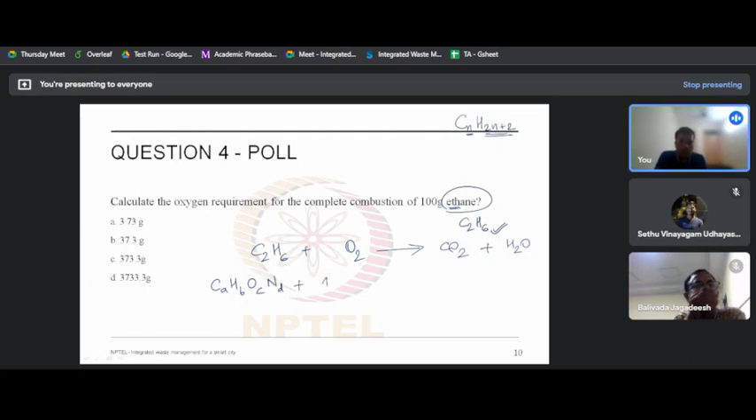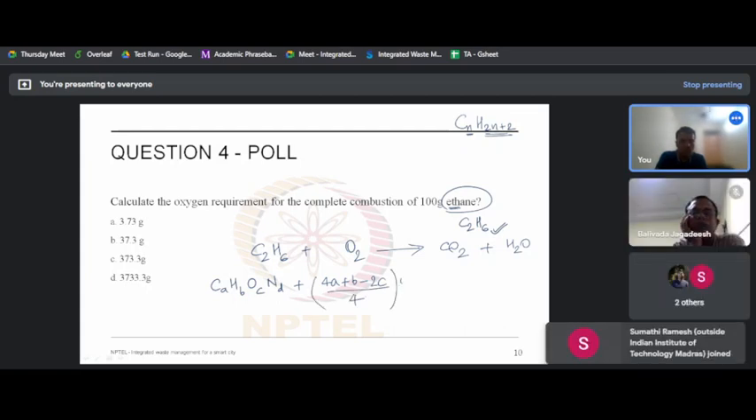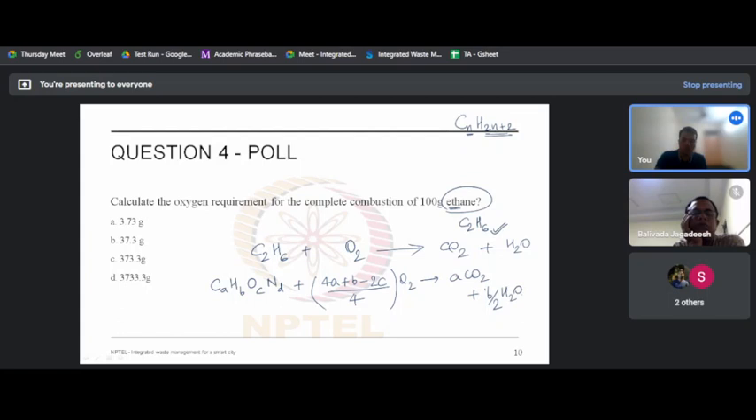So this will react with (4a + b - 2c)/4 O2, giving a CO2 plus b/2 H2O. Let's check it. So this is the general structure of the equation, and this is balanced. Depending upon the values of a, b, c, d, we can find the required number of moles for the other compounds.